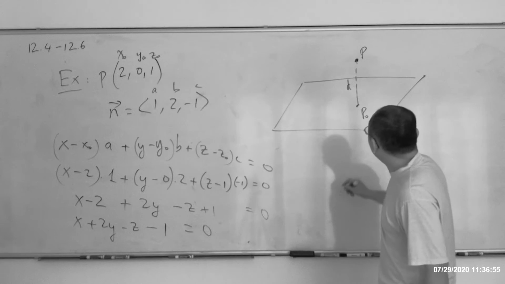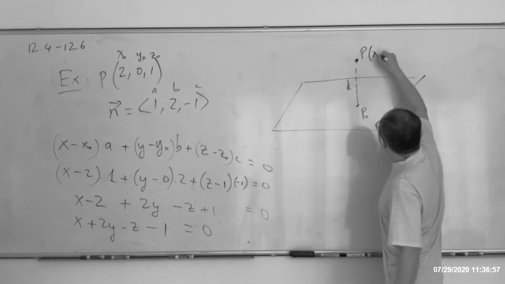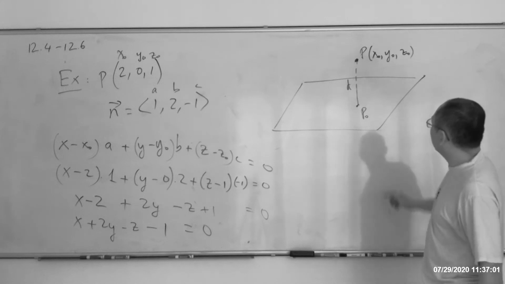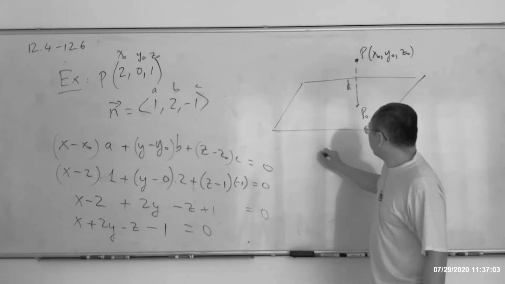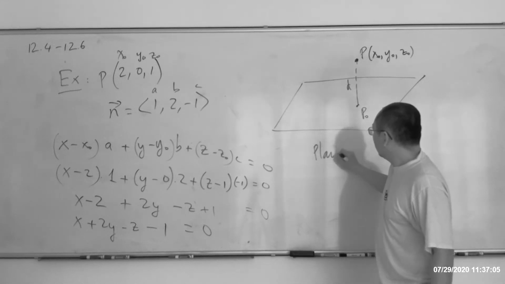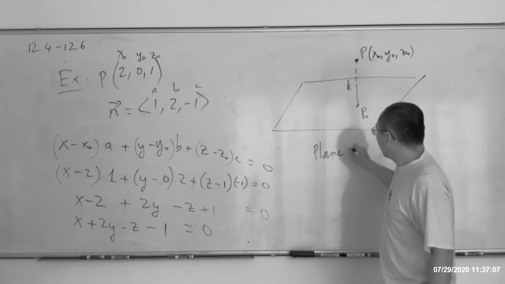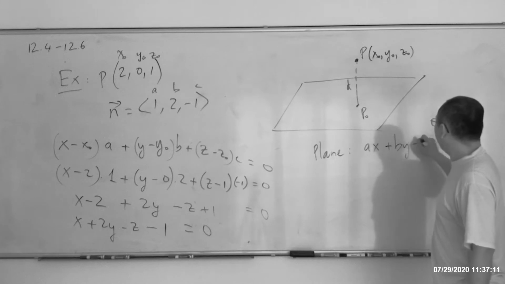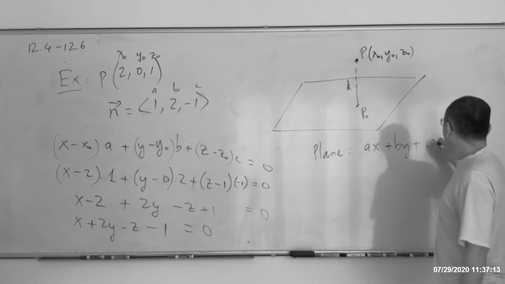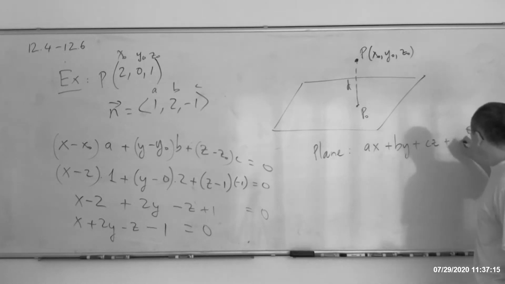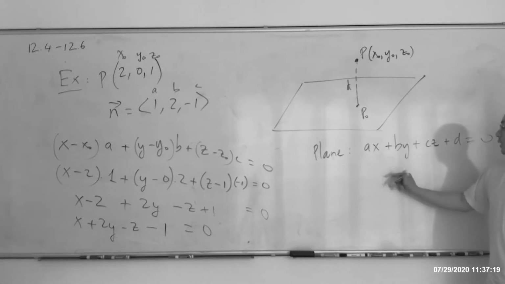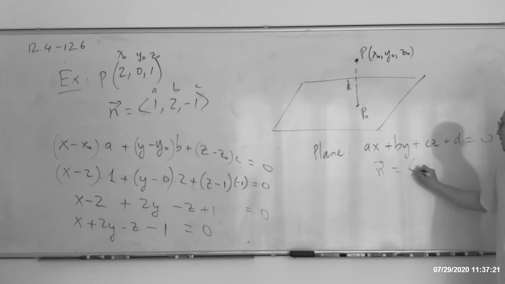So what you have is a point P right here, called x naught, y naught, and z naught. I need some variables in here. The equation for the plane is what? Ax plus by plus cz plus d equal to 0. We just learned that a minute ago, right? So looking at this, you know that the normal vector is obviously going to be A, B, and C.